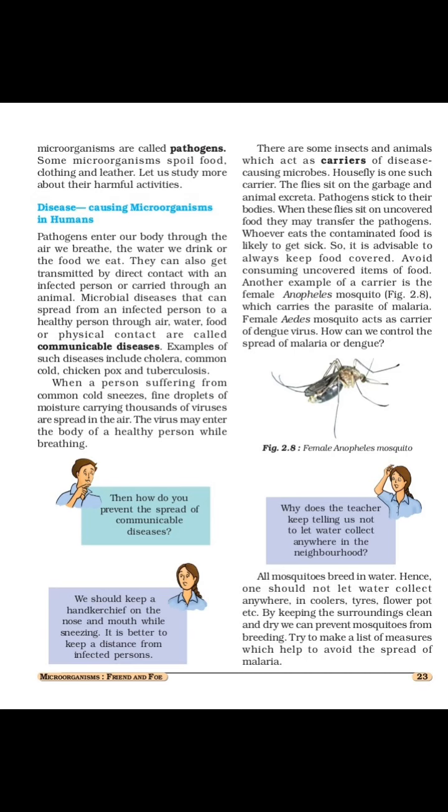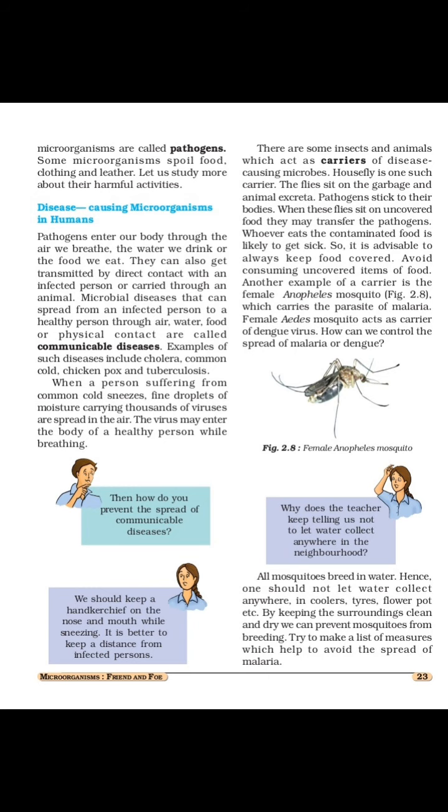Good morning, students. Our chapter number two, Microorganisms: Friend and Foe, is going on. In that, we learn the meaning of microorganisms, types of microorganisms, and how microorganisms are useful for us. Now, our harmful microorganism point is going on. In that, we learn the disease-causing microorganisms in human beings.